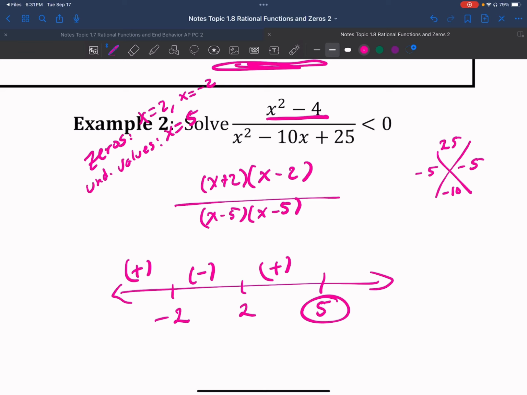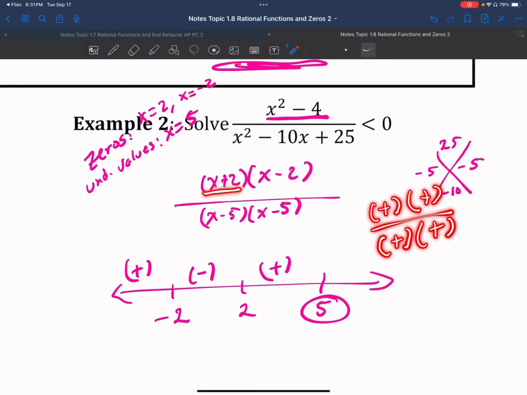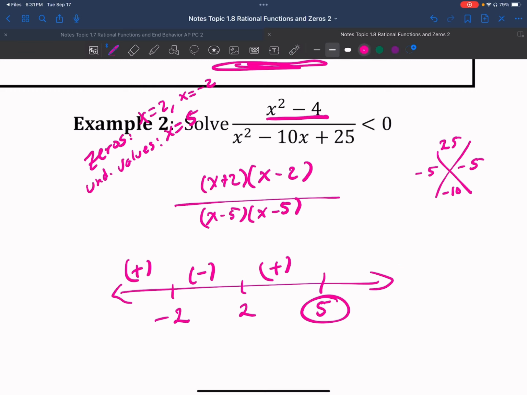For the last one, I need to pick a number greater than 5, like 7. 7 plus 2 is positive. 7 minus 2 is positive. 7 minus 5 is positive, and then 7 minus 5 again is positive. So everything is positive. My answer is positive for that interval.